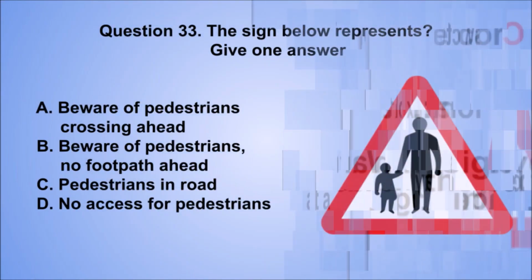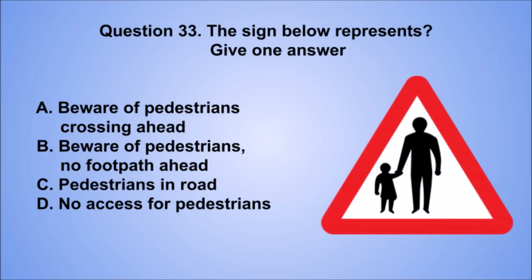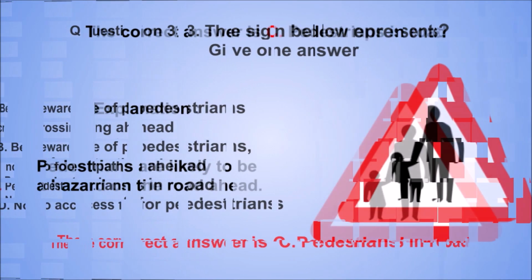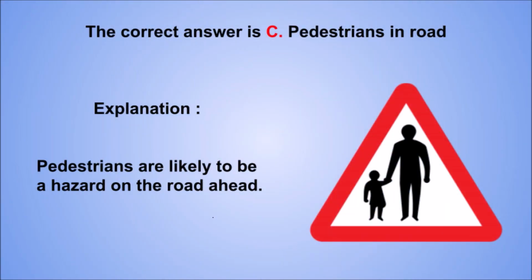Question 33. The sign below represents, give one answer. A. Beware of pedestrians crossing ahead. B. Beware of pedestrians, no footpath ahead. C. Pedestrians in road. D. No access for pedestrians. The correct answer is C. Pedestrians in road. Explanation. Pedestrians are likely to be a hazard on the road ahead.